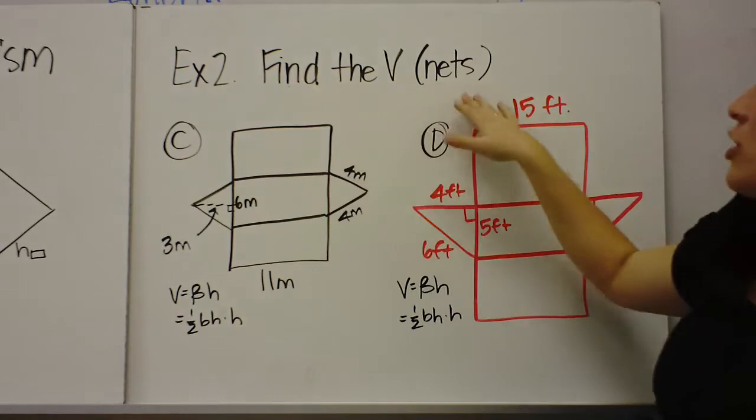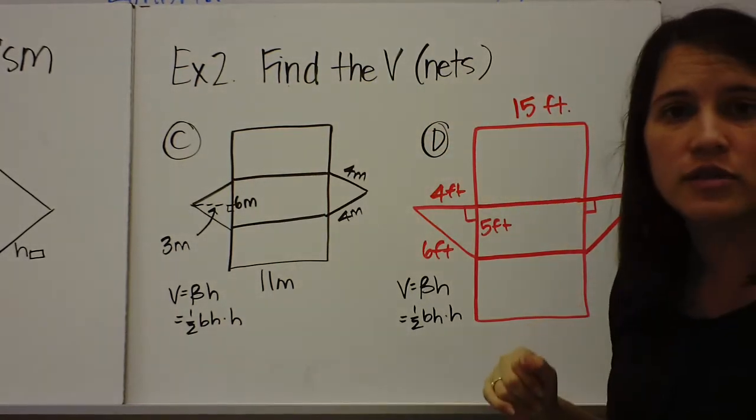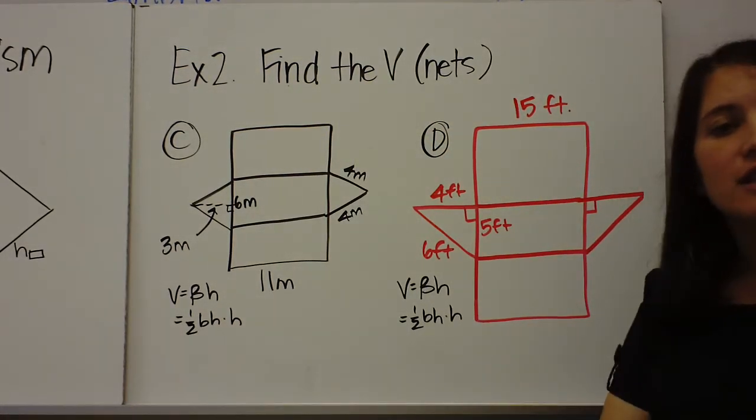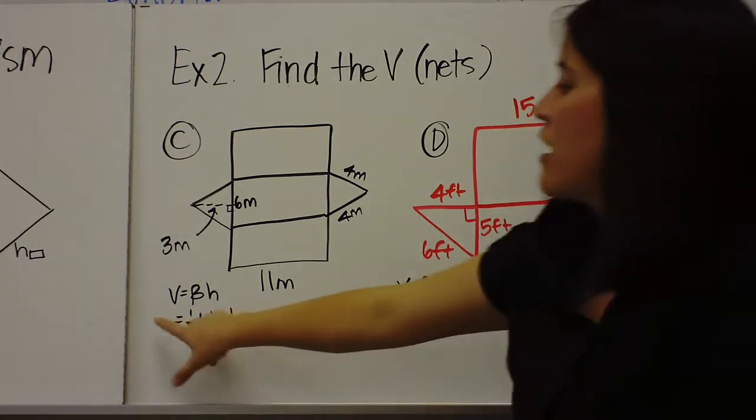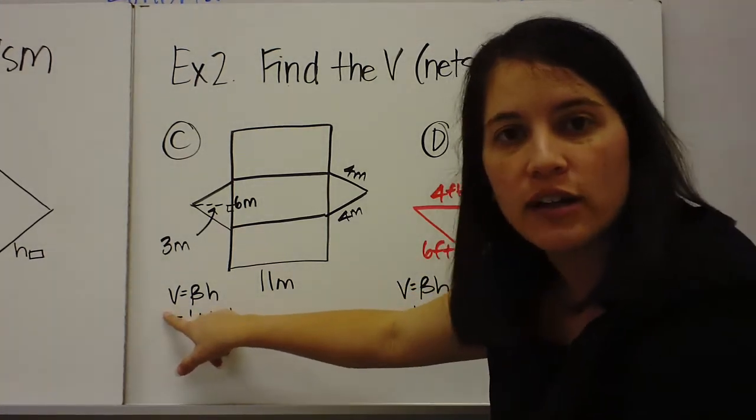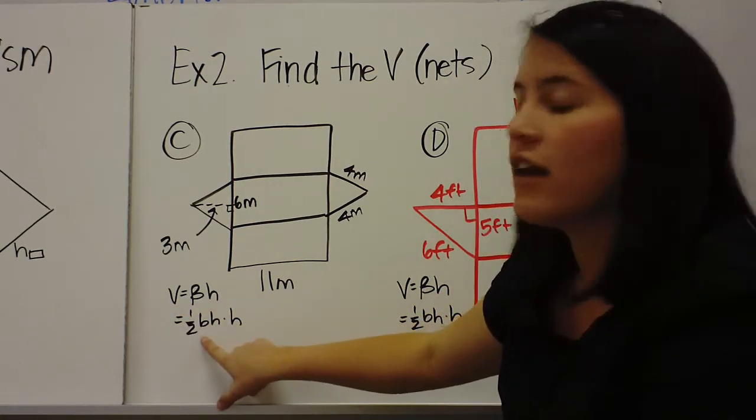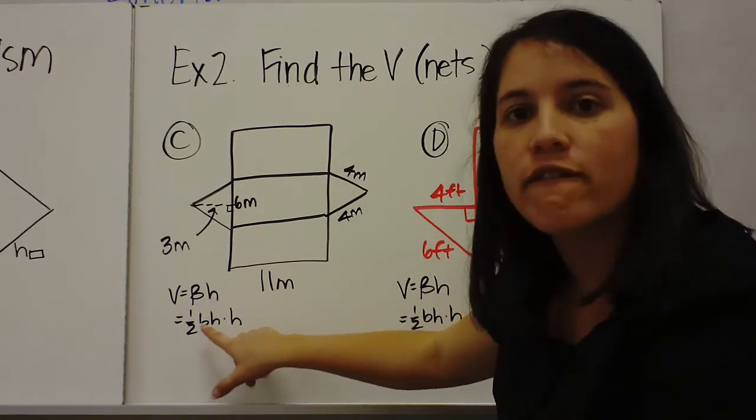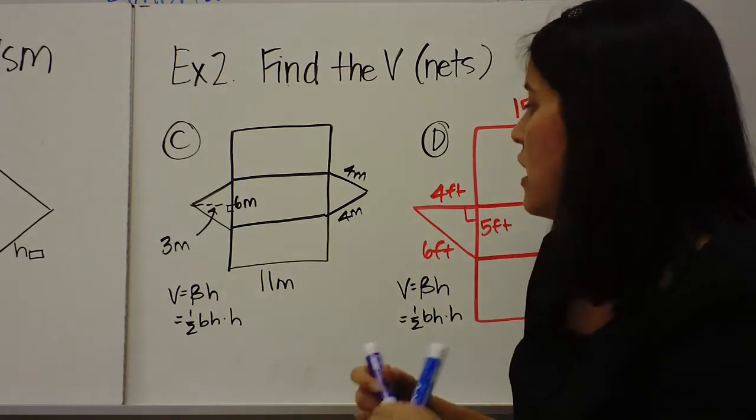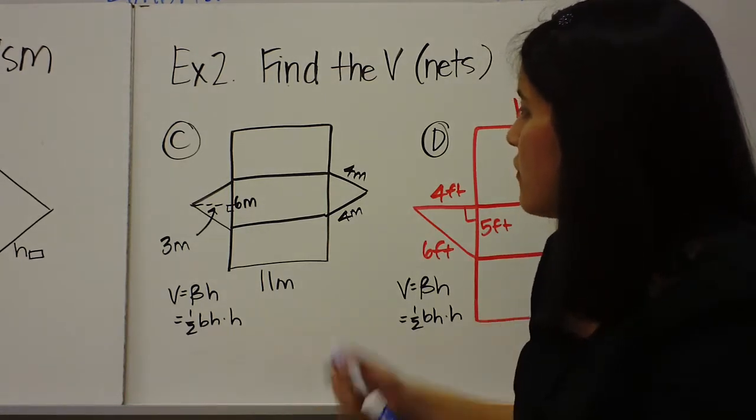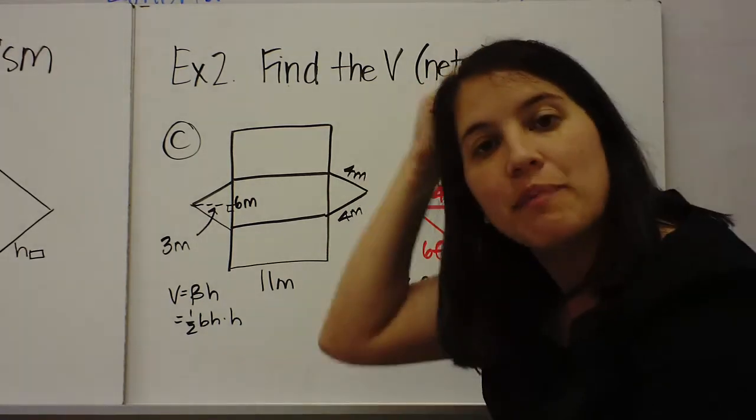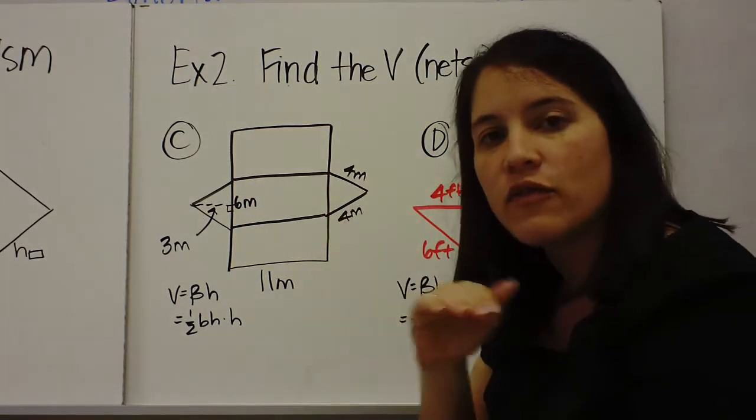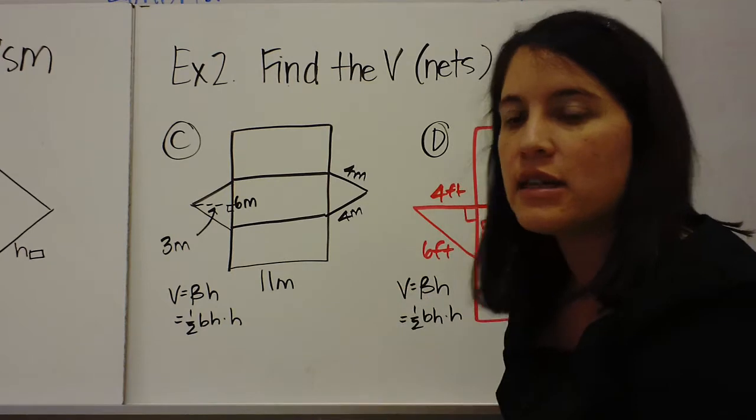Alright, so now let's find volume using the nets of triangular prisms. You have to know how to use the net of a triangular prism, and we do the same thing. You notice over here I have my formula, capital BH, and then 1/2 BH times H. So the first BH comes from the triangle. What is the base and height of the triangle? So I have 6, 3, and 4. And hopefully you remember that the base and height are going to be the ones that form the right angle. They're perpendicular, the base and height.